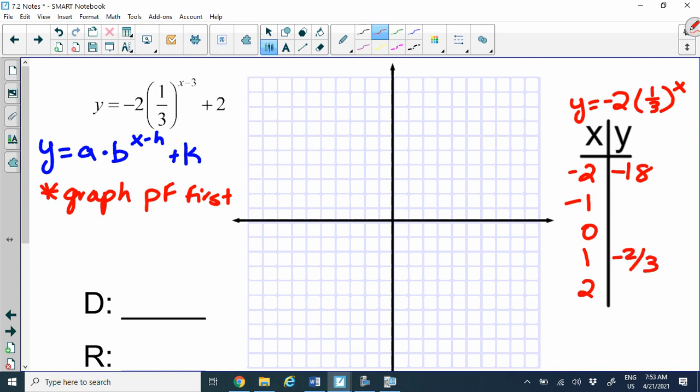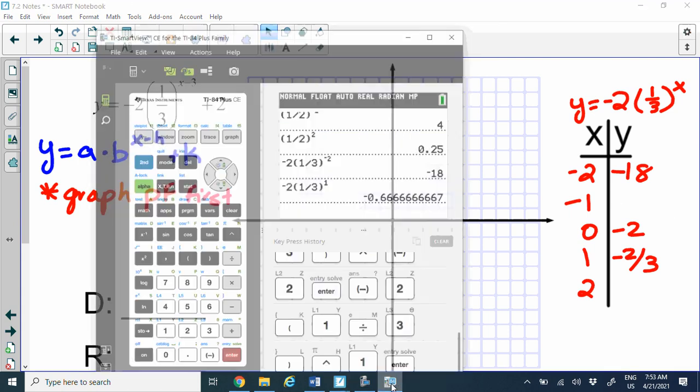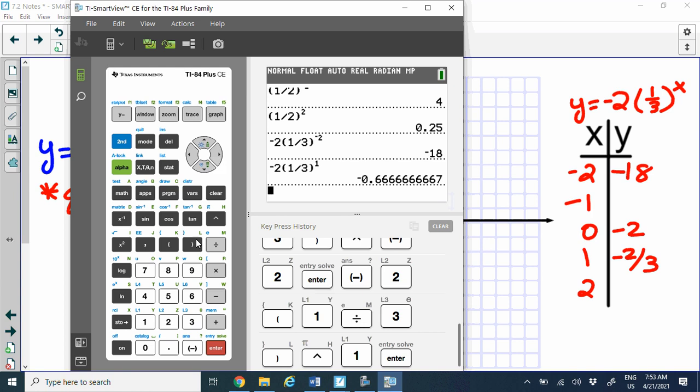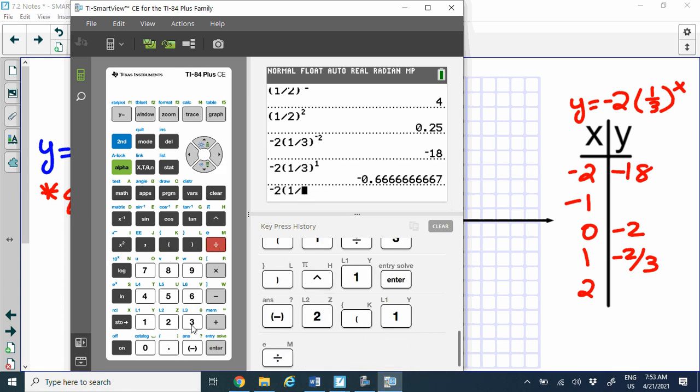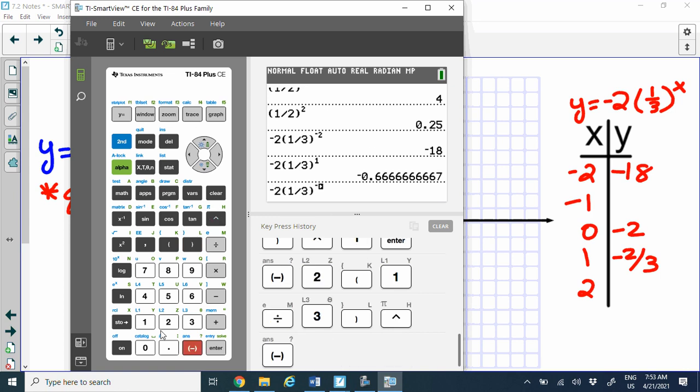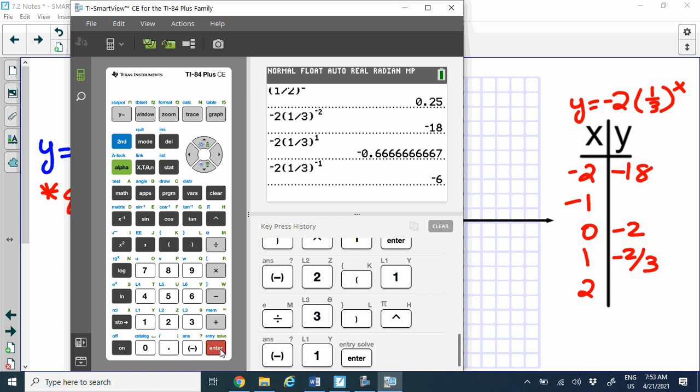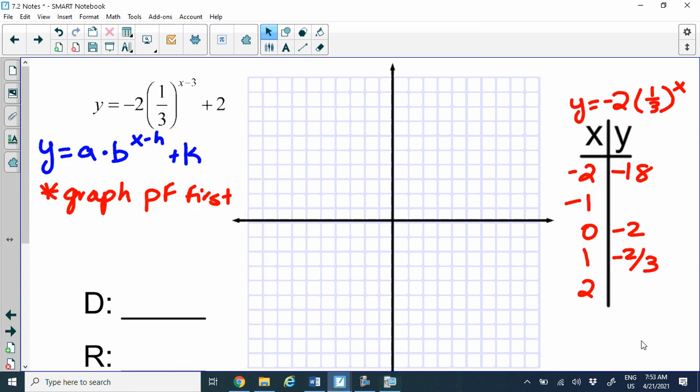Sorry, let me redo this with the negative first power, because we have to flip the fraction. That was my mistake. Okay, so negative 2 times 1/3 to the negative first power. Now that flips it, so we'll do negative 2 times 3 to give us negative 6. That makes more sense. And then to the second power, that's basically negative 2 times 1/9. So that gives us negative 2/9.